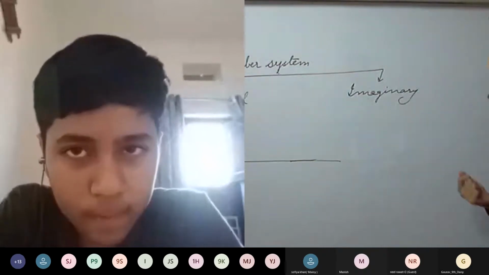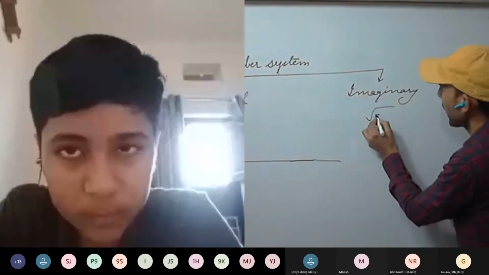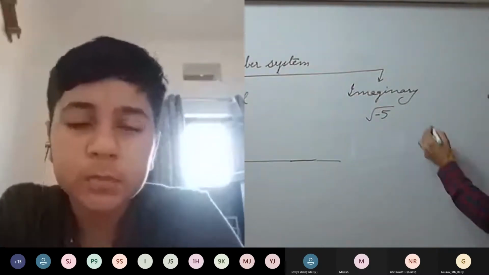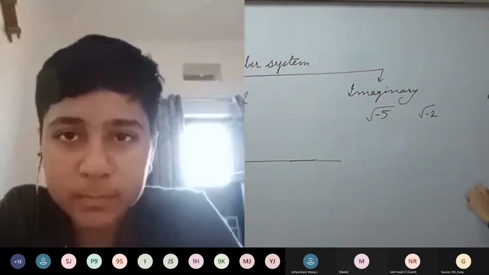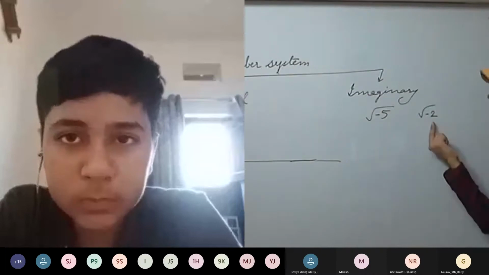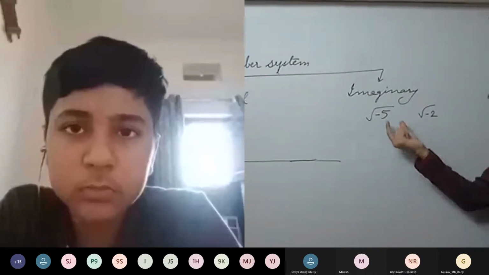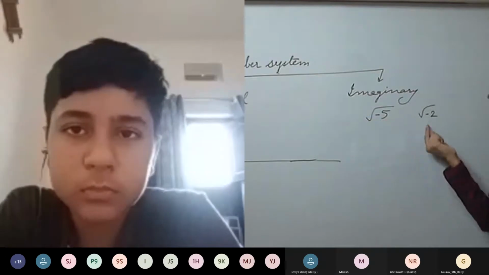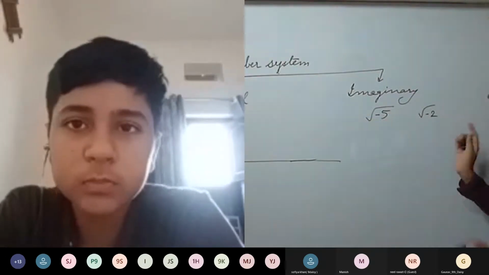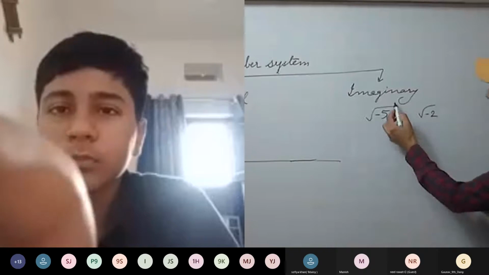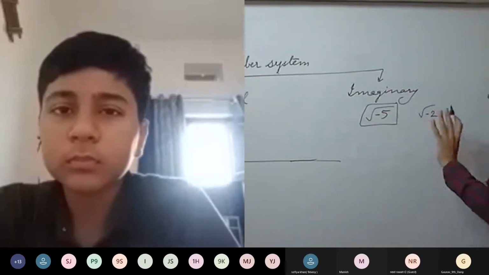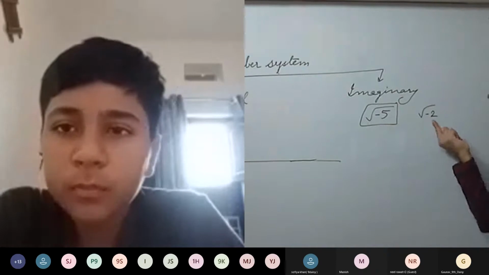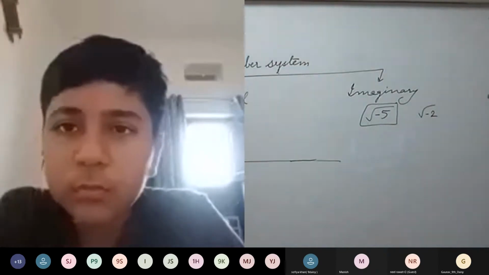For example, we have root of -5. We cannot take root of -5 or root of -2. So these are imaginary numbers. The numbers which do not exist in nature, which we really cannot quantify. A quantity which represents root of -5 is not available. It's not possible. So these are imaginary numbers. Root of -5 we cannot take.